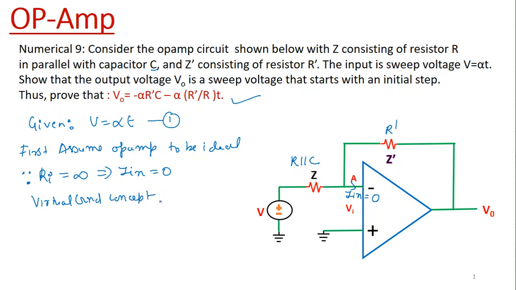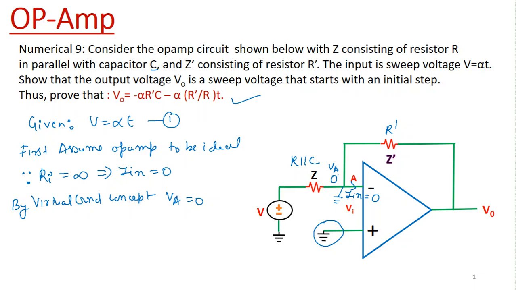So according to virtual ground concept, if the non-inverting terminal of the operational amplifier is grounded, then the inverting terminal will be virtually grounded. So here you can see that the non-inverting terminal of this operational amplifier is grounded. So here the inverting terminal will be virtually grounded. That means it will also become zero potential. So here let the voltage at node A, that is at inverting terminal, be VA. So here VA will be equal to 0 by virtual ground concept.